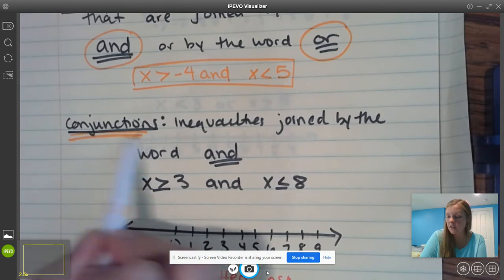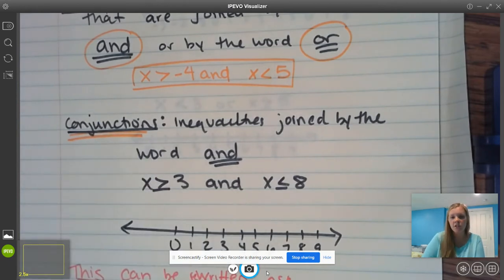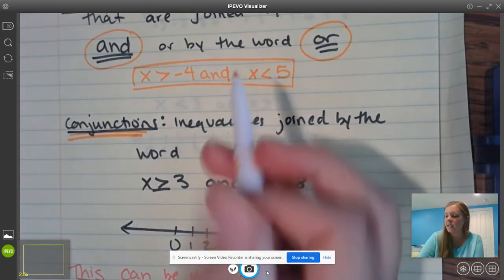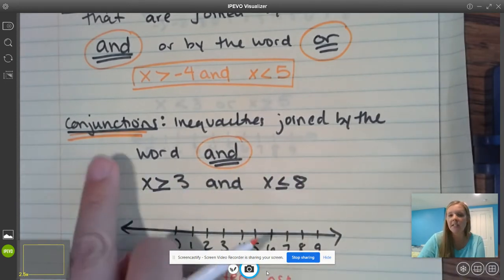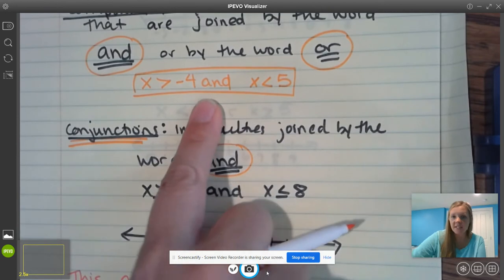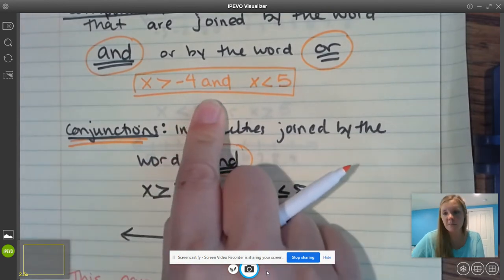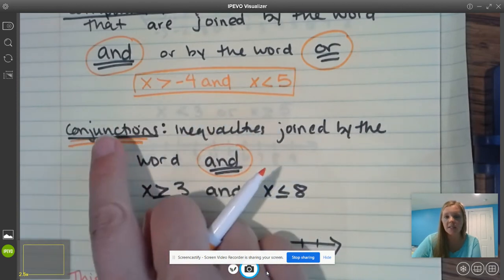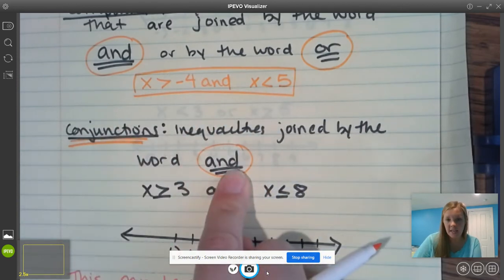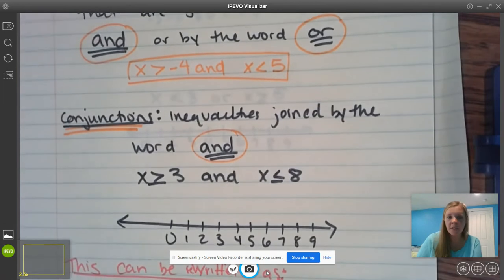The first is called a conjunction. Conjunctions are joined by the word and. So whenever you see the word and, we know that this is a conjunction. This example that I made before is a conjunction because it's connected with the word and. This is something you have to memorize. Conjunctions are and. And then we can graph it.